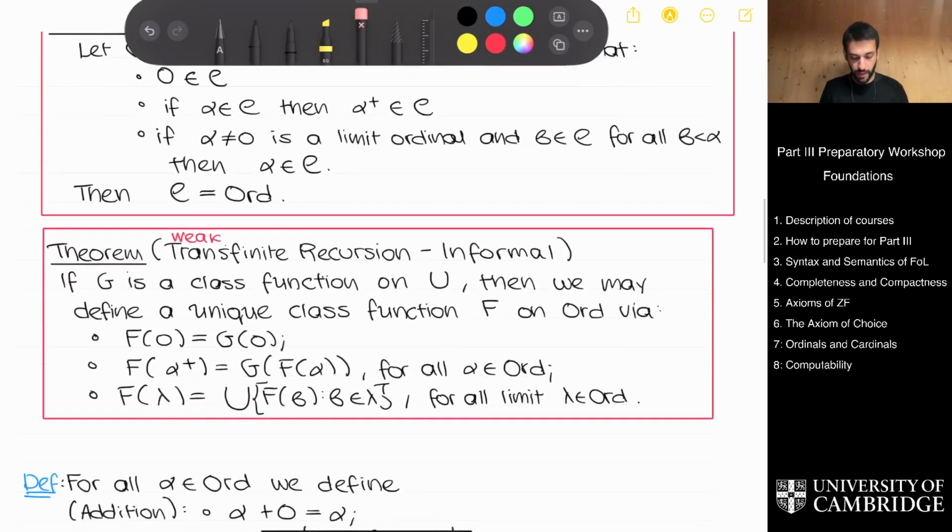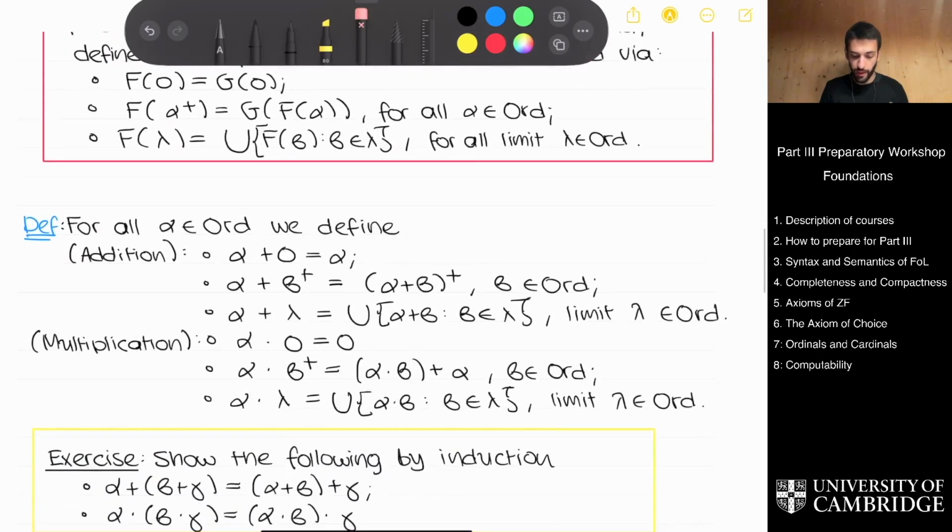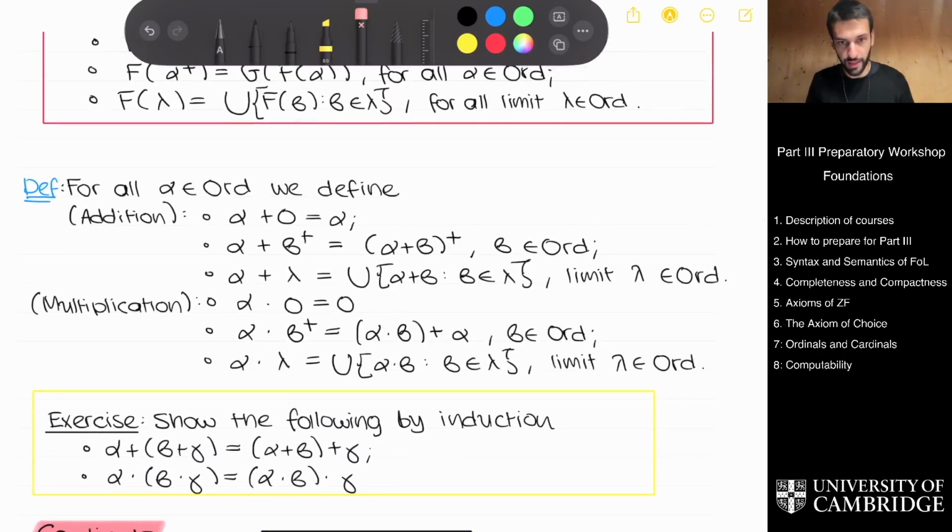So with this, we can actually make several very intuitive and important definitions by recursion. For instance, we may define addition on ordinals. This is defined in the following way. For any ordinal alpha, we define, first of all, alpha plus 0 to be alpha.